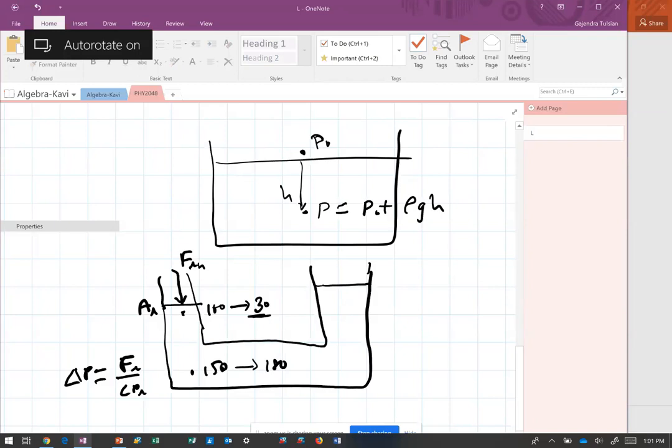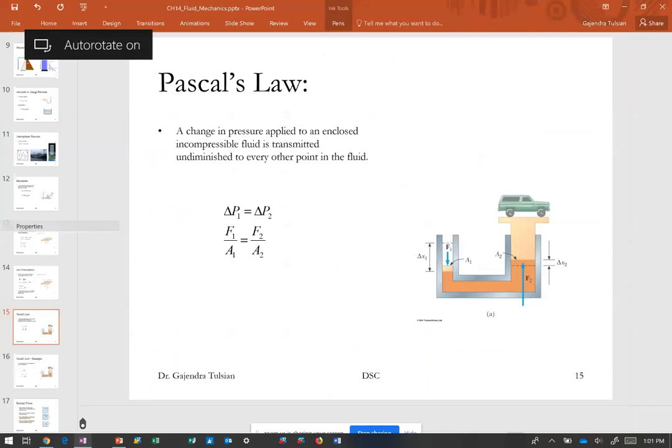Okay. And so that's what Mr. Pascal's law states. A change in pressure applied to an enclosed incompressible fluid is transmitted undiminished to every point in the fluid. So if you, by applying a force, you can increase the pressure there by F1 over A1, and that will be the increase in pressure at every point. Okay, so you increase the pressure at that location by F1 over A1, and so that should be the increase in pressure at that location.